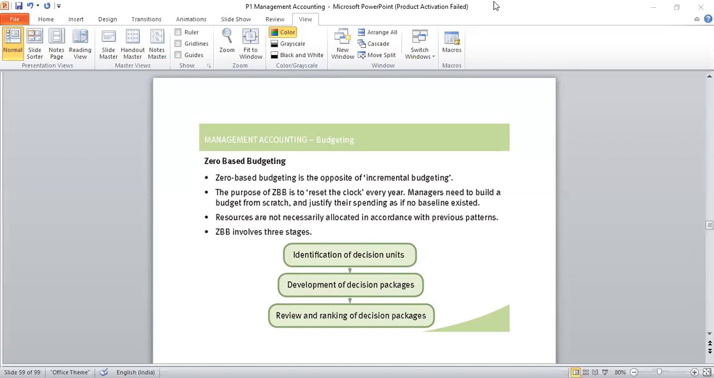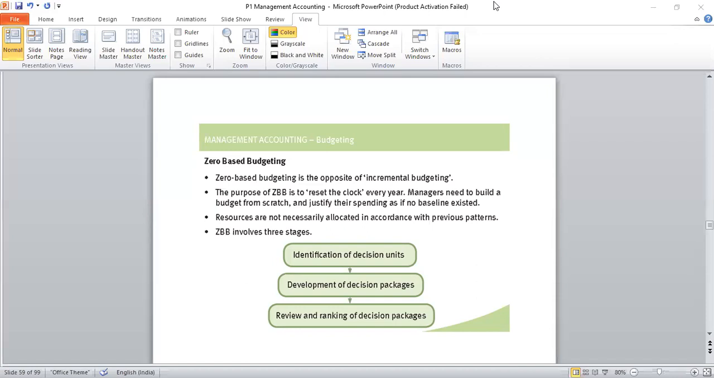Resources are not necessarily allocated in accordance with previous patterns. So obviously, when they are not even assuming any past data, now they have to freshly anticipate everything. So the resource allocation based on the past doesn't exist in the first place.